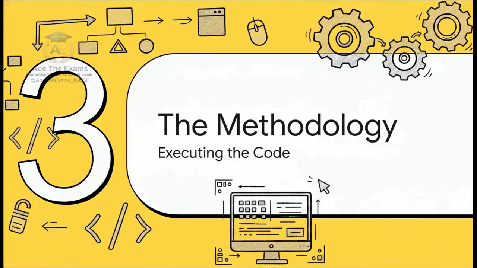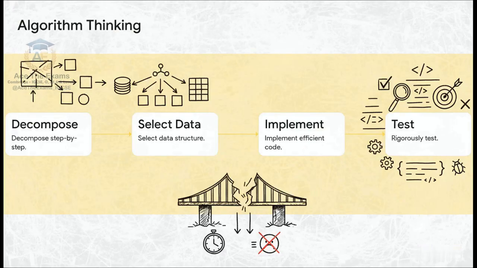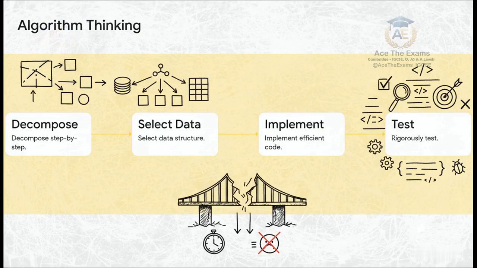Section 3, the methodology. It's time for executing the code. Let's see how this builds in a real practical application. True algorithmic thinking requires you to basically become a compiler yourself. You have to decompose the problem step by step. You must select the appropriate data structure. Don't use a 2D array if a simple list will do. You implement efficient pseudocode, and crucially, you test it rigorously.